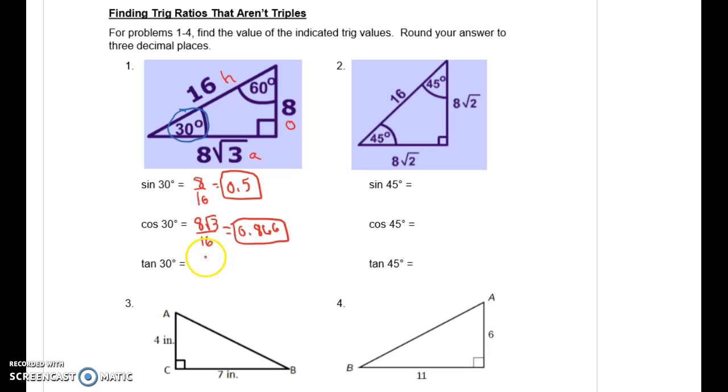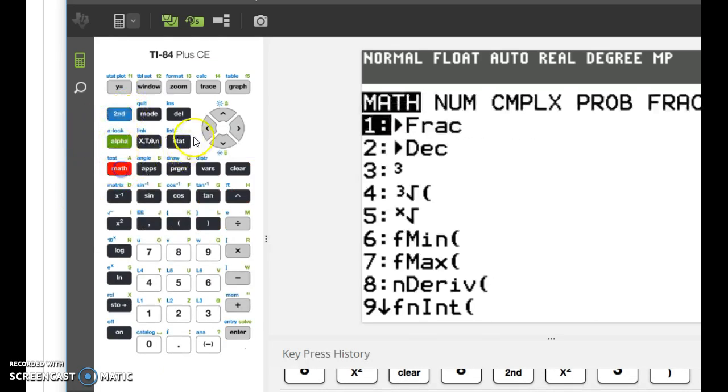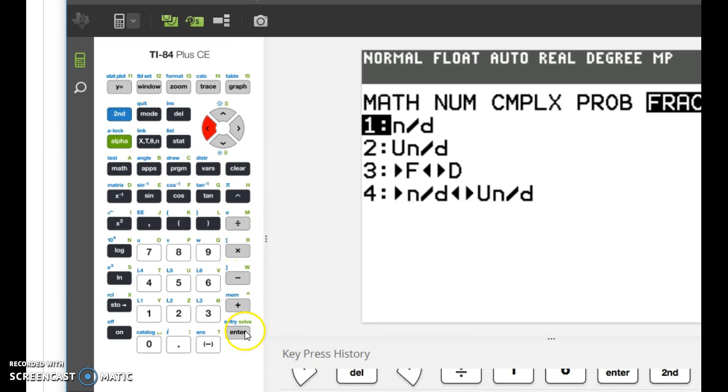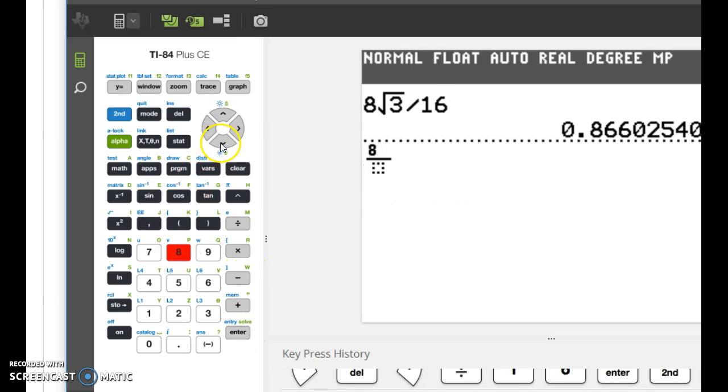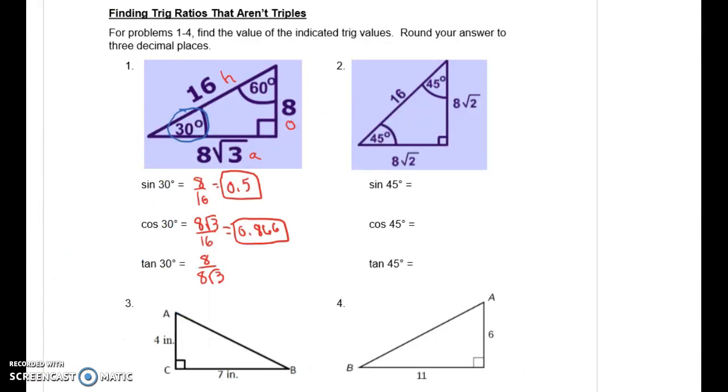To find the tangent, I'm going to do my opposite side over my adjacent, so 8 divided by 8 root 3. Alright, so I'm going to actually set up a fraction for this one, math, n over d. 8 divided by 8 square root of 3. And so we end up getting 0.577.